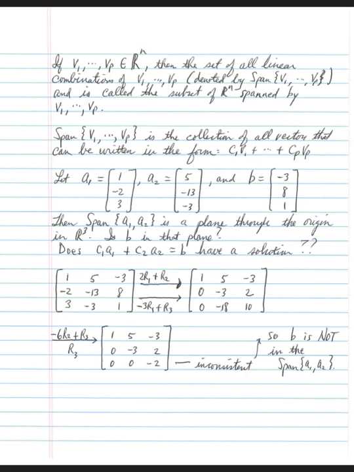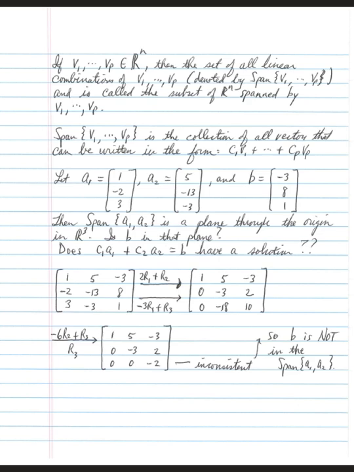Okay, so the span of v1 through vp is the collection of all vectors that can be written in the form c1v1 through cpvp. Again, c is the weight, v is the vector. I just chose to write these as a instead of v. You can absolutely call these v1, v2.